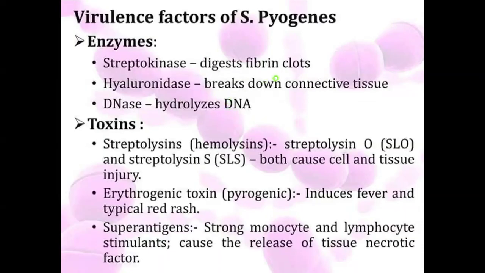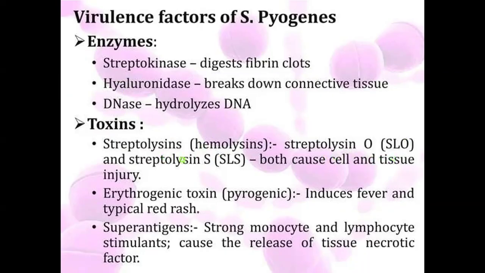So let's look at them. Number 1, streptokinase. Don't confuse this with staphylokinase. It digests fibrin clots. Hyaluronidase breaks down connective tissue. DNase hydrolyzes DNA. You see, these two are similar to Staphylococcus aureus. And then the toxins produced: streptolysin or hemolysin, streptolysin O (SLO) and streptolysin S, both cause cell and tissue injury.